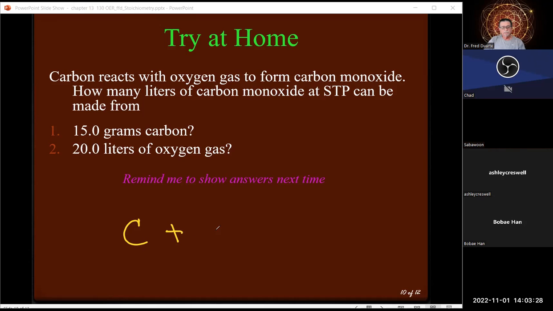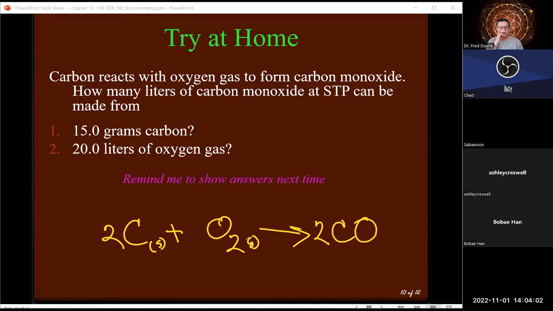Carbon reacts with oxygen to form carbon monoxide. Okay. All right, so let's balance it out. Well, what if we put a 2 in front of carbon monoxide? That balances out the oxygens, and then we need a 2 in front of carbon, correct? So we all balance out. We know that carbon is solid, oxygen is a gas, carbon monoxide would be a gas also. Okay, does that look balanced?